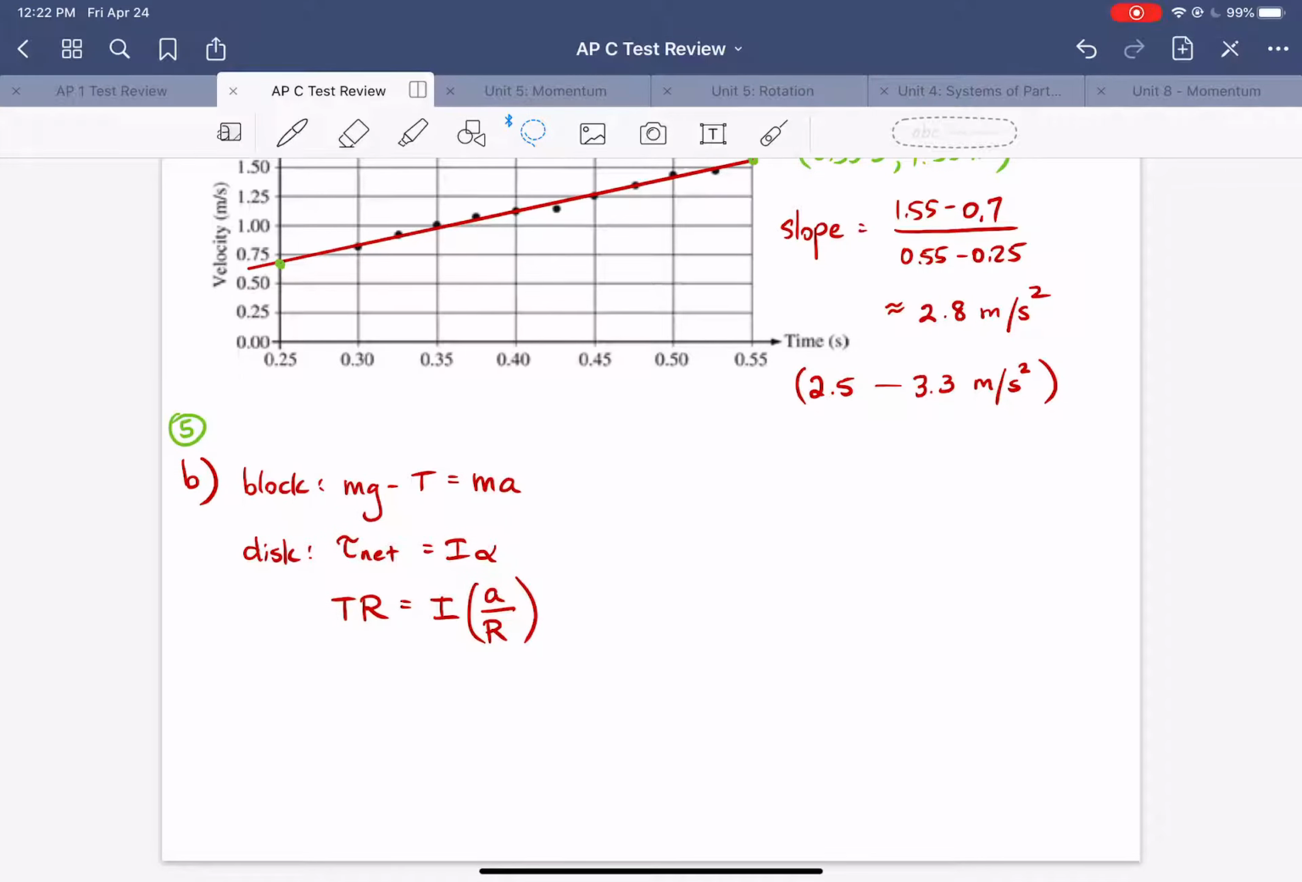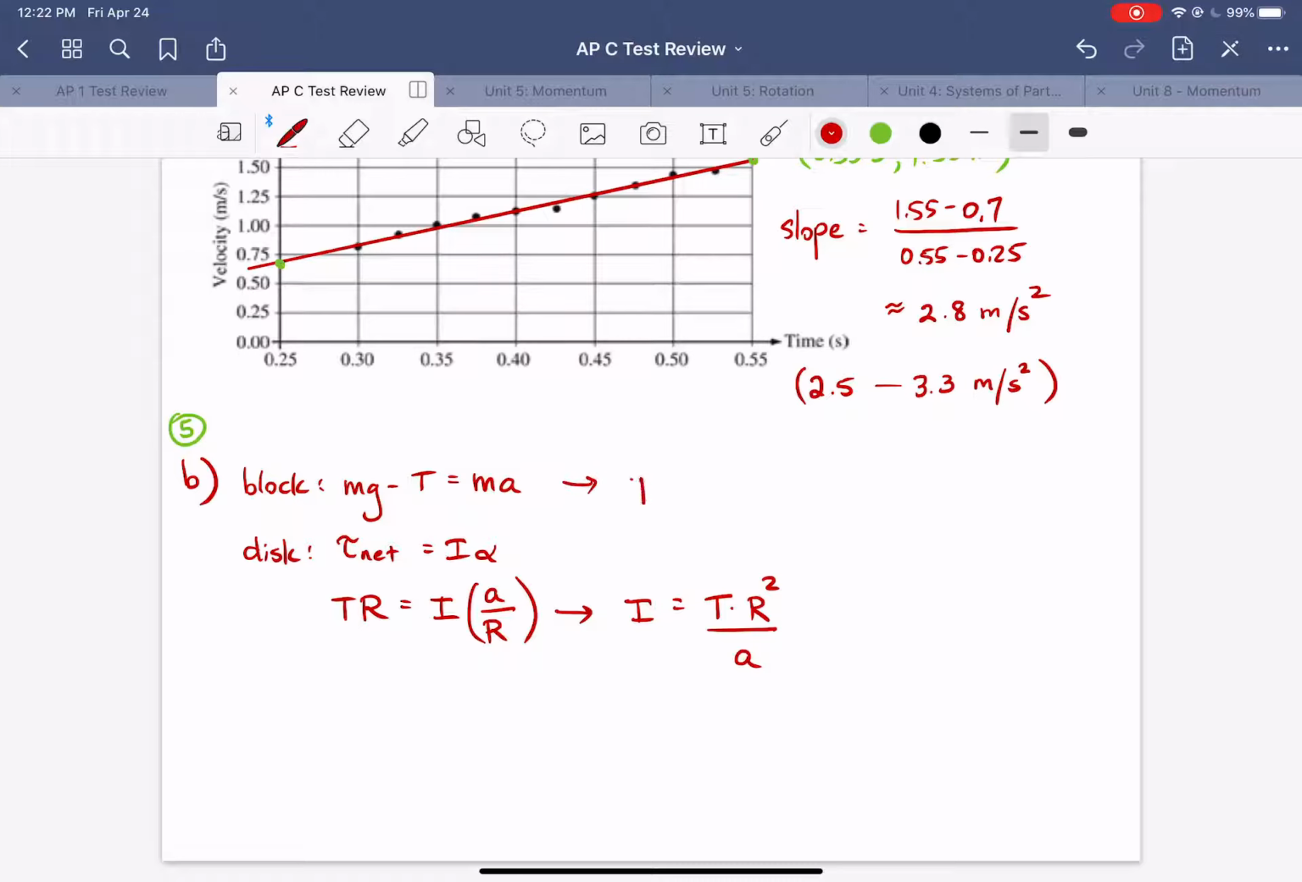All right, so if I put these together, keep in mind we're trying to solve for I here. So I might take this equation and rearrange that so we get I is equal to tension times r squared divided by a. And then we know the radius, the acceleration is our answer from part A, so we just need to replace the tension with its equivalent from the equation for the block.